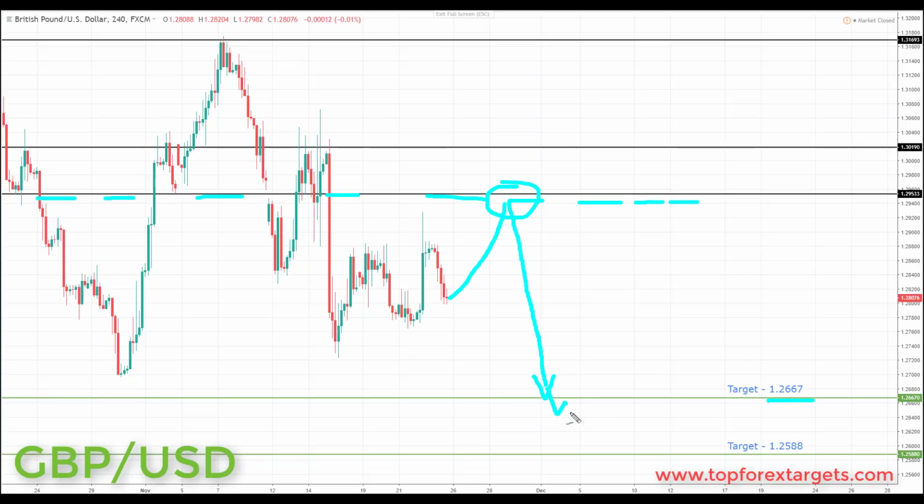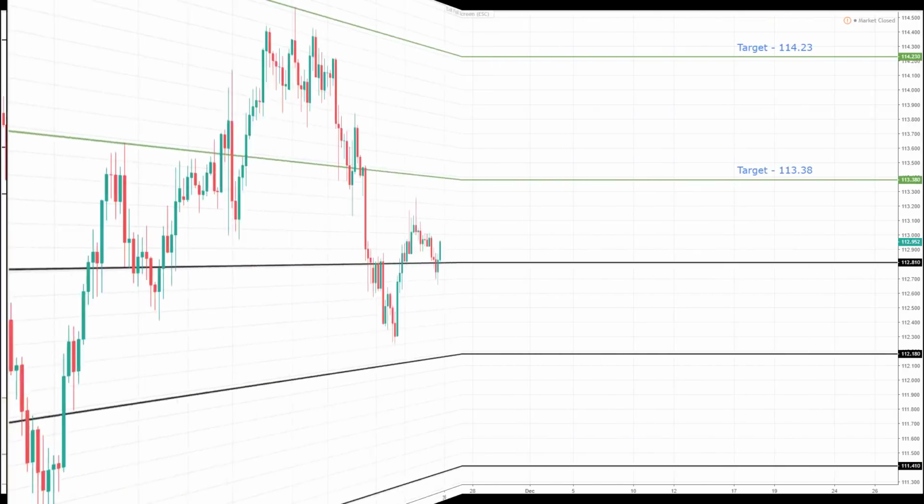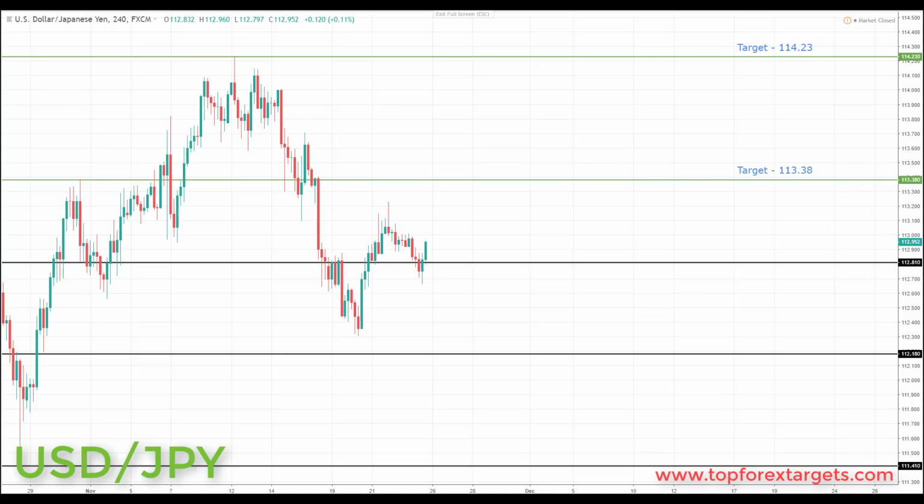And if we get a break through here, we're going to be looking down towards the next key area of support to the downside and target 2 at the 1.2588. The next pair we're going to look at is US dollar Japanese yen.